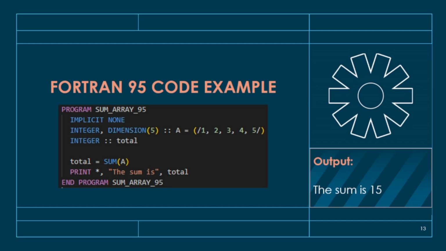For this code example, we're going to be focusing on the sum intrinsic. As you see right there, the program name is SumArray95. Here's your array with 1, 2, 3, 4, 5. Declaring the total variable here, and total equals sum(A). So it's going to take every single number and add them together, and then it's going to print out the sum is 15. Then it's going to end the program.